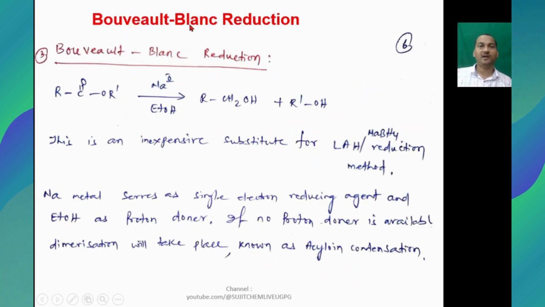So next is Bouveault-Blanc reduction. So the ester can be reduced to alcohol in presence of sodium and ethanol, metallic sodium. So the oxidation state here is 0. So this is an inexpensive substitute for lithium aluminum hydride or sodium borohydride reduction method. So the sodium metal serves as single electron reducing agent and ethanol as proton donor. So if no proton donor is available, it will dimerize and that is known as acyloin condensation.